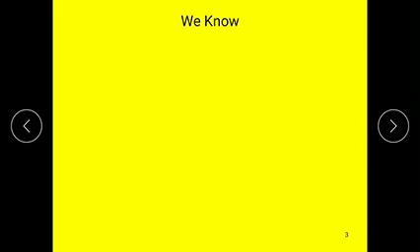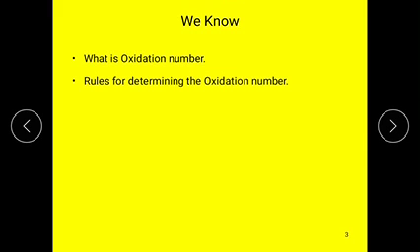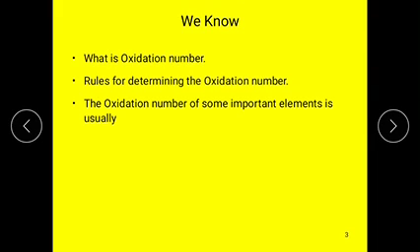But we know, in the last class we discussed what an oxidation number is and the rules for determining the oxidation number. The oxidation number of some important elements is usually: hydrogen plus 1. In metal hydrides, the hydrogen oxidation number is minus 1. Generally, the oxygen oxidation number is minus 2. In the special case of peroxides, it is minus 1. Halogens have a minus 1 oxidation state.